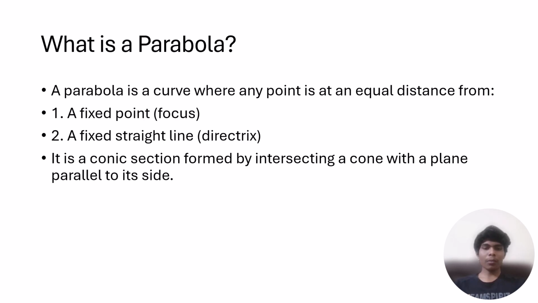What is a parabola? A parabola is a curve where any point is at an equal distance from a fixed point called the focus, denoted by a capital F, and a fixed straight line called the directrix. It is a conic section formed by intersecting a cone with a plane parallel to its sides. So a parabola has two main things: one is the focus and the other is its directrix, which is a straight line.